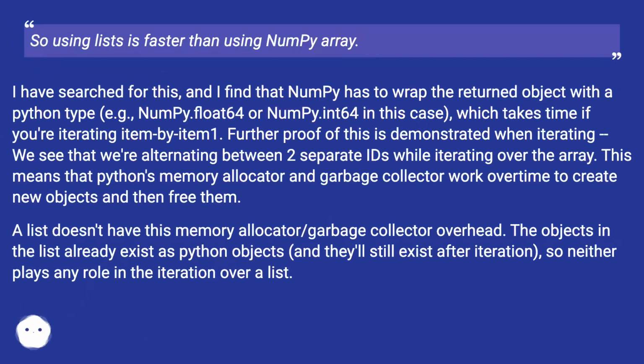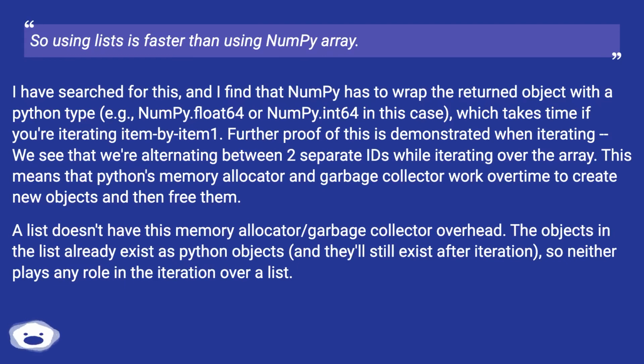So using list is faster than using Numpy Array. I have searched for this, and I find that Numpy has to wrap the returned object with a Python type, for example numpy.float64 or numpy.int64 in this case, which takes time if you're iterating item by item. Further proof of this is demonstrated when iterating. We see that we're alternating between two separate ids while iterating over the array.